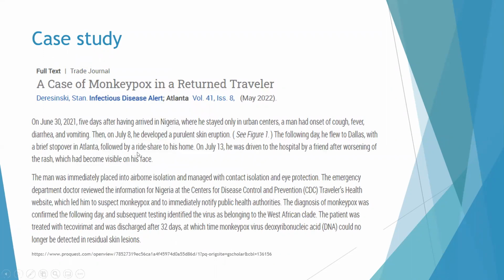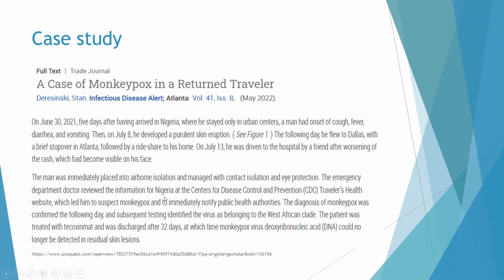This was a case study of monkeypox in a returning traveler. It happened on June 30th, 2021, when a person returned from Nigeria after a stay of several days. He had cough, fever, diarrhea, and vomiting. Then on July 8th, he developed purulent skin eruptions. In the following days, he flew to Dallas with a brief stopover in Atlanta, traveling after having the skin eruptions. On July 13th, he was driven to hospital by a friend after worsening of the rash.